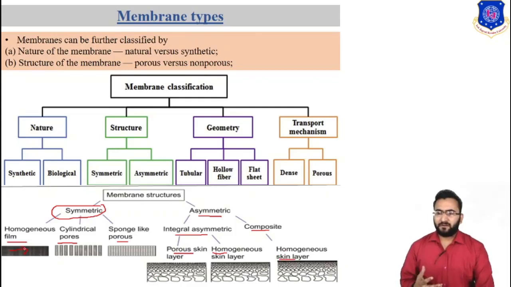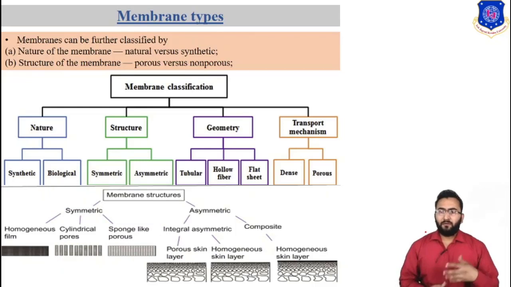In homogeneous film, there is a homogeneous, or you can say uniform, molecular structure throughout the membrane, whereas a cylindrical pores membrane has pores shaped like cylinders, which look like this, and a sponge-like porous membrane has a structure based on a sponge. So this is all about the various types and classification of membrane. Now let's discuss in detail these types of membrane.